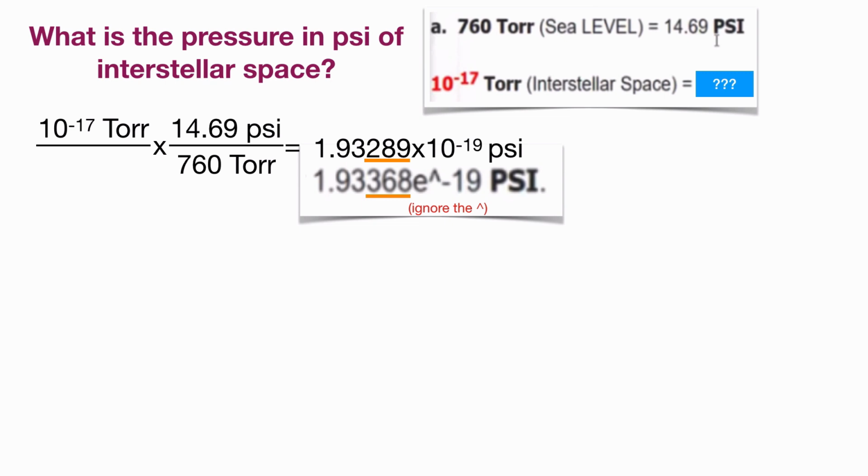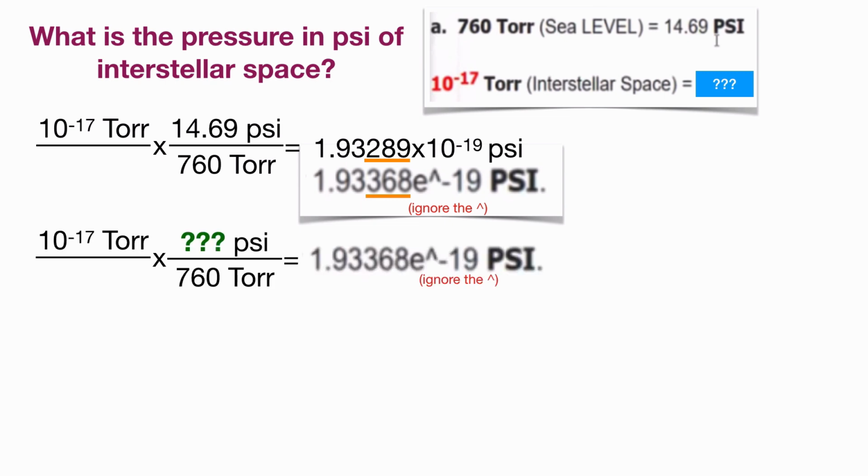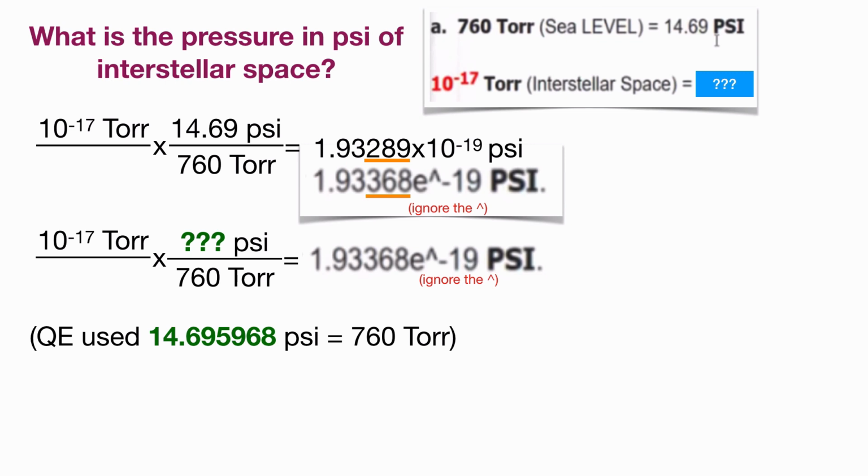But the question in my mind is, how did he get a different result? Because we're all using calculators, right? So how did he get that different result? So what I did is I started with that, and I backtracked, sort of using detective work to reverse engineer what was his conversion factor. And I found his conversion factor was 14.695968 PSI, which is not a bad conversion factor. I'm not faulting him for that.